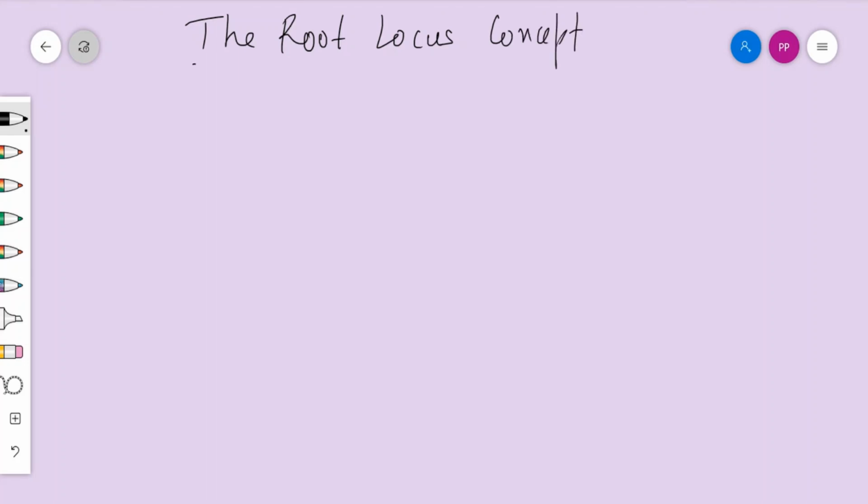So the root locus concept, let me keep the heading the root locus concept. What is the root locus concept? So we can take an example of a position control servo with the transfer function of the servo motor simplified to the second order system. So we can take the block of the transfer function of the servo.